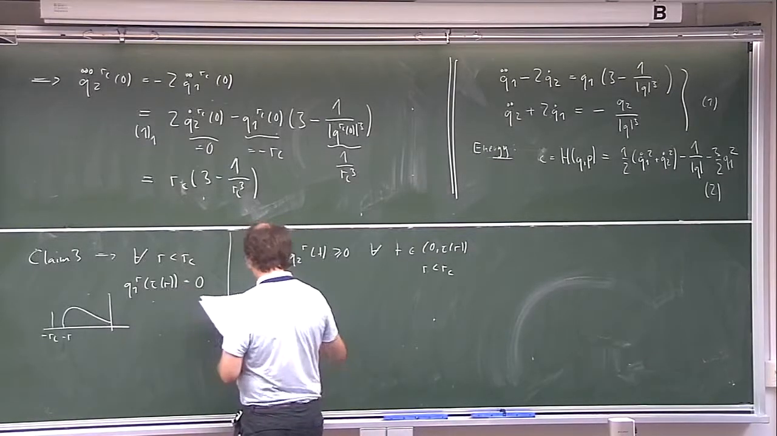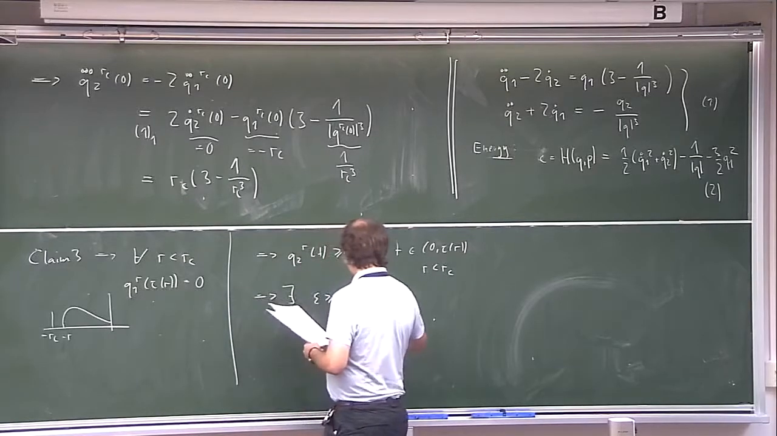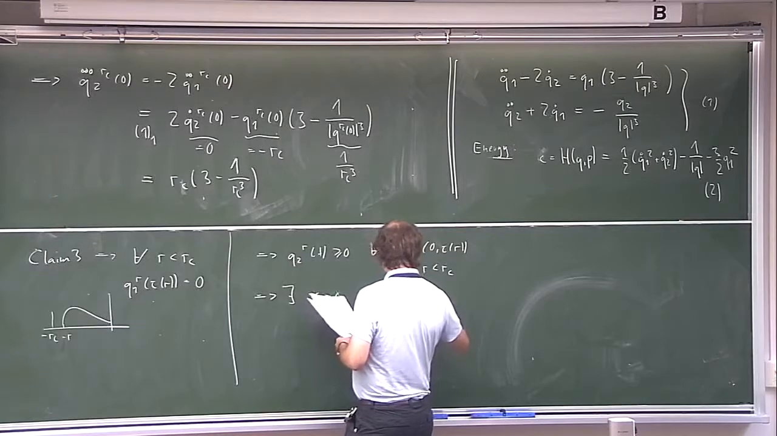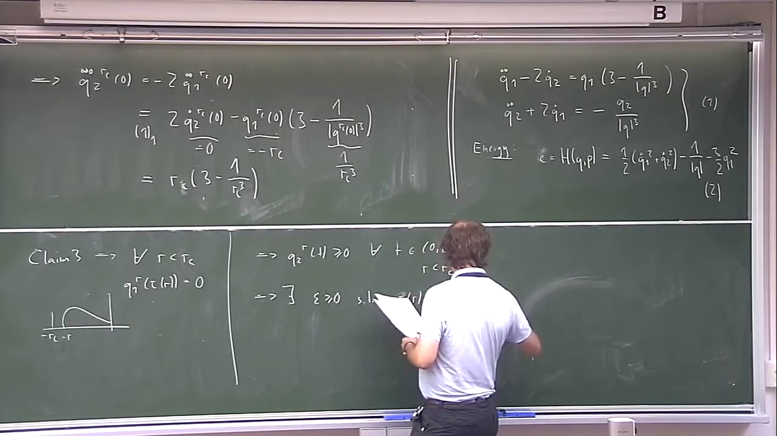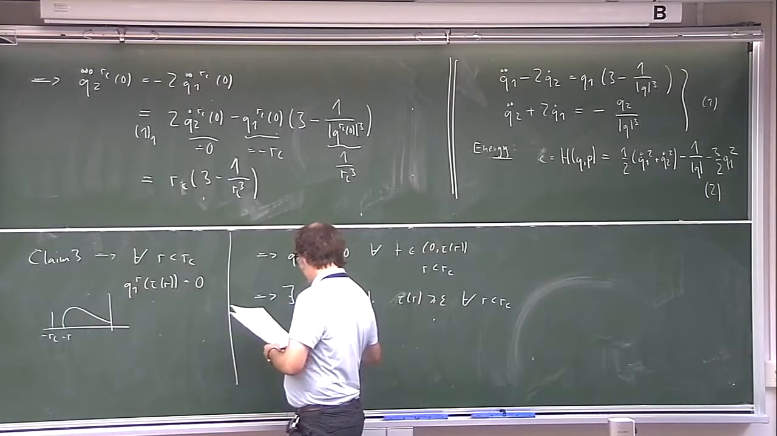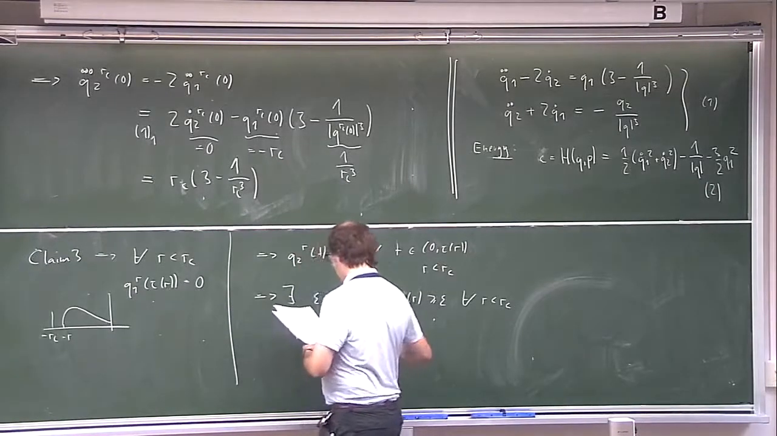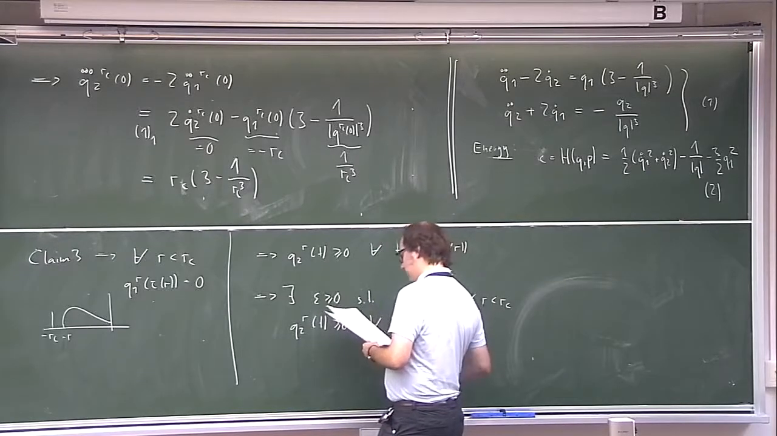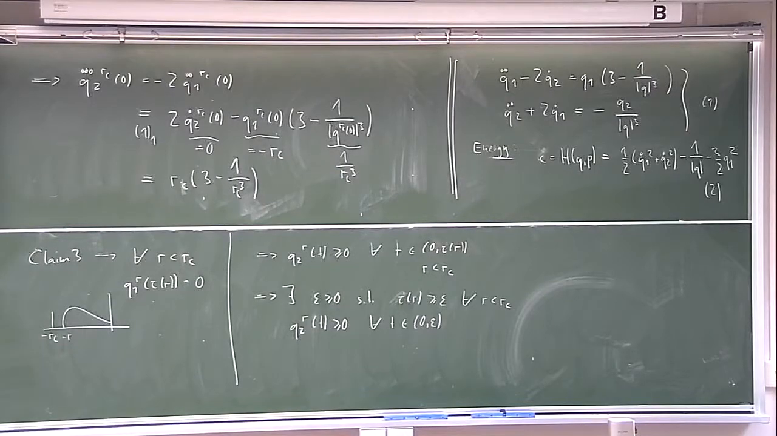That means that there exists epsilon bigger or equal to zero such that tau r is bigger or equal to epsilon for all r less than rc. And q2rt is bigger or equal to zero for all t in zero epsilon. And this contradicts star. So rho is not RC.